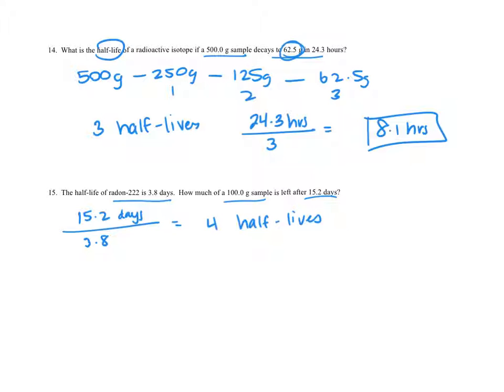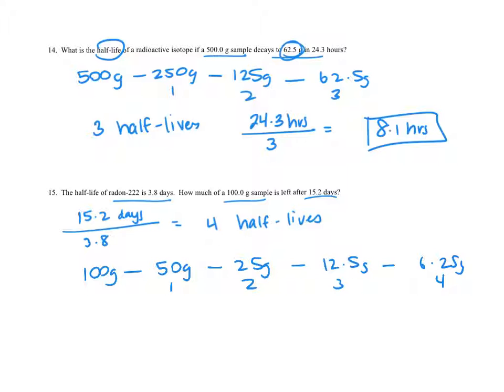And then I do my mass. I start with 100 grams. Divide that by half. There's your first. Half again. There's your second. Half again. There's your third. And then the fourth, which is what it asked for. There it is. So in 4 half-lives, you're going to get 6.25 grams.